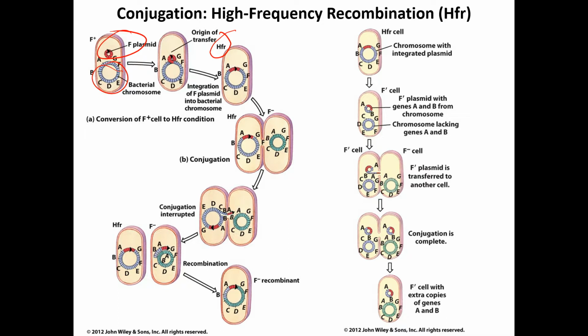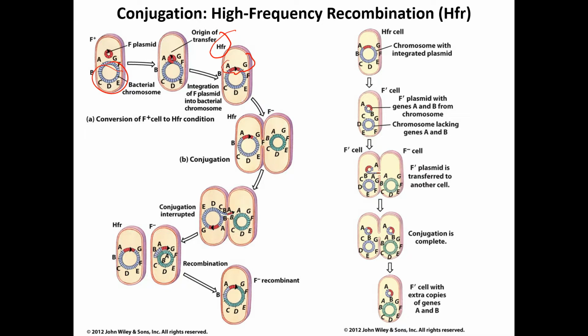So your F plasmid encodes for genes, for instance, G. And in the nuclear DNA, you have A through F, for instance. Once it incorporates in, you have your little F plasmid with gene A, gene F, E, D, C, and B. So you have your HFR strain.